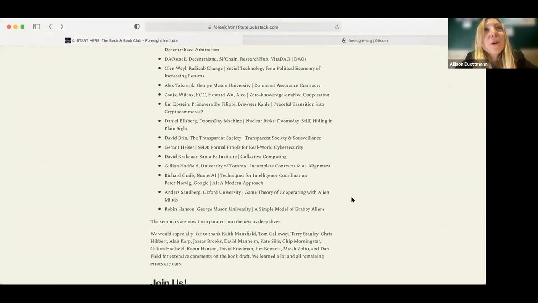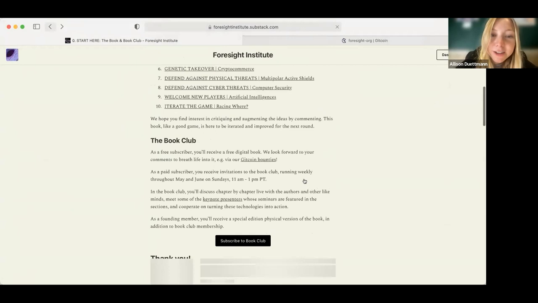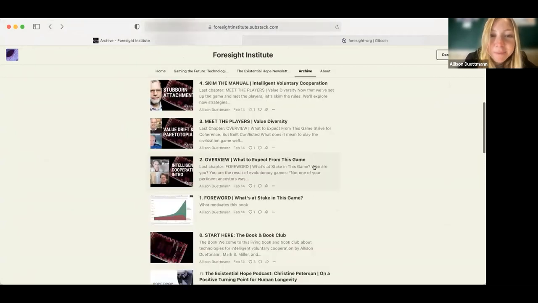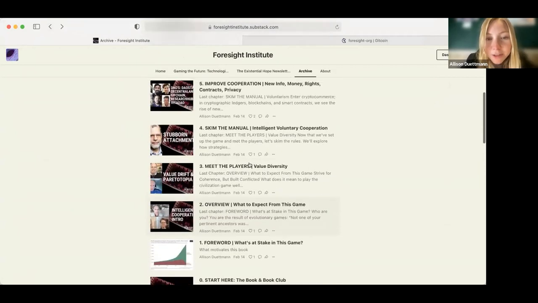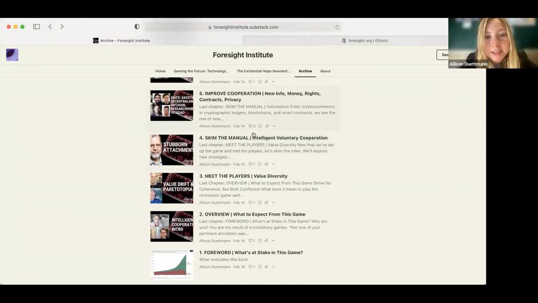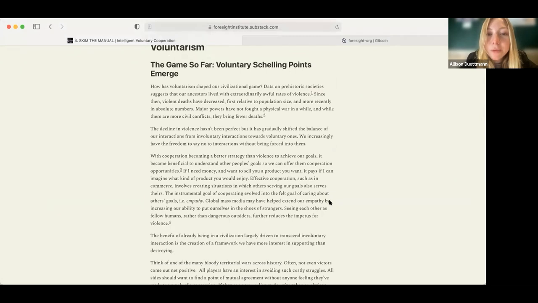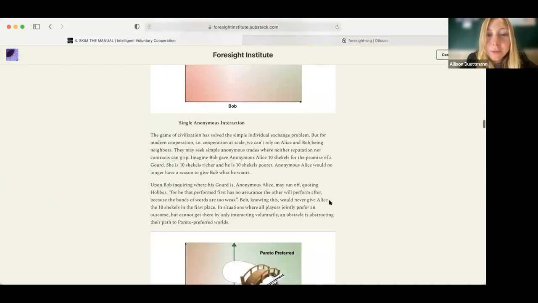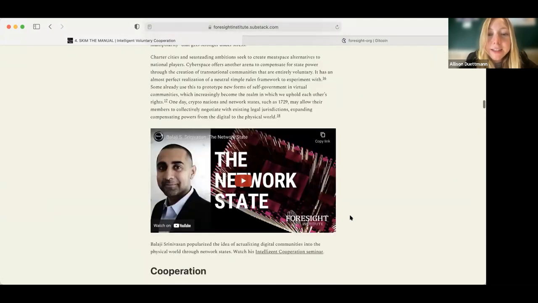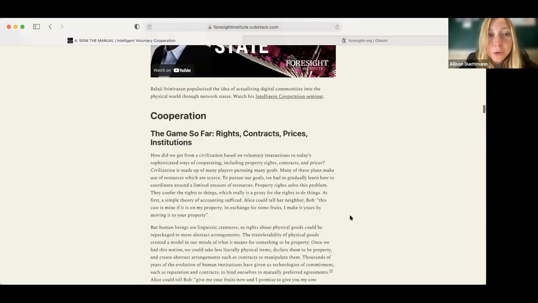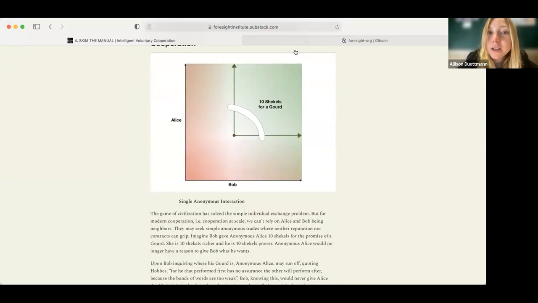Today is really one of our more interactive, exploratory sessions. Today's session is based on one of our book club chapters, which is Skim the Manual, Intelligent Voluntary Cooperation. If you remember, we had Balaji here to present on network states last year, and he's probably joining again in a few weeks. But for now, we want to hear from all of you.